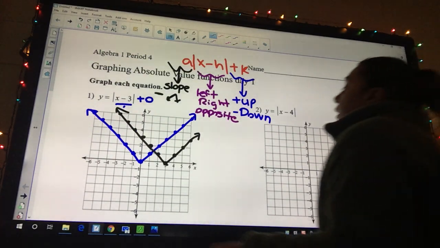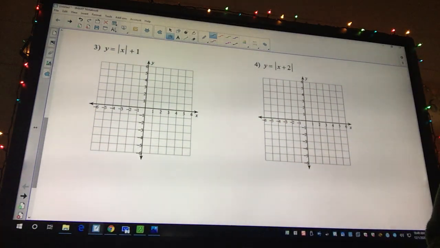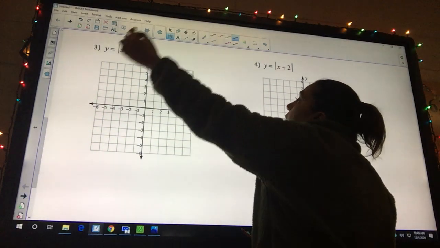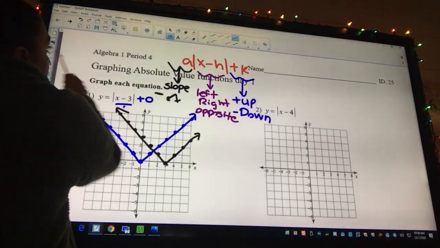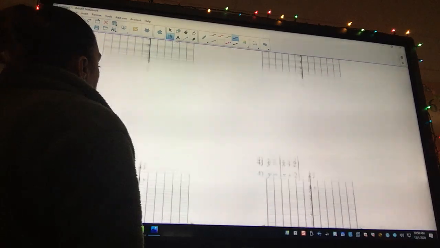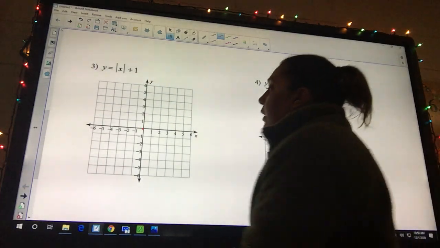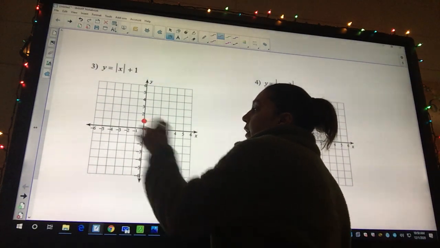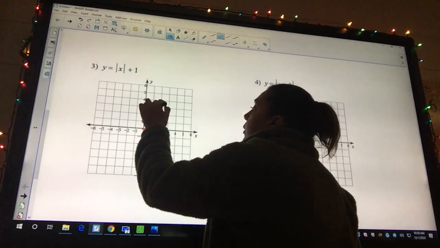Okay, so if we look at number three, we said, well, is that one on the inside of the bars or the outside of the bars? Outside. It's on the outside. So we can look at our notes and say, well, what does the outside of the bars do? The outside of the bars is this k, and so we go up or down. If it's a plus, we go up. If it's a minus, we go down. We always start at zero, so that's here, and it says go up one. So instead of my graph starting here at zero, it's really going to start here at positive one. We go up one, and then we go up one over one, up one over one.